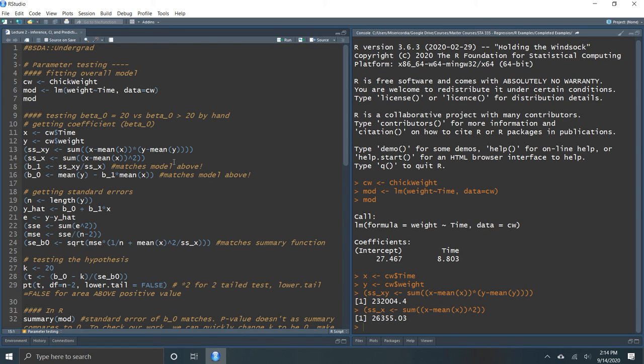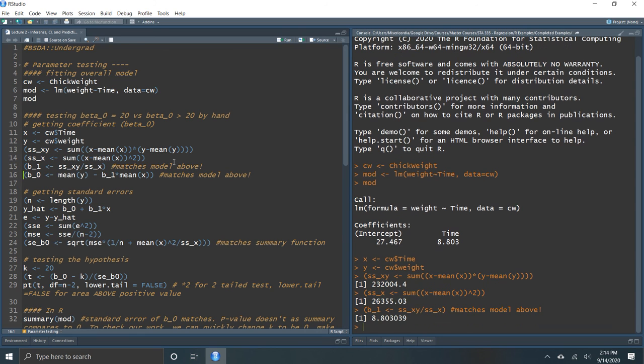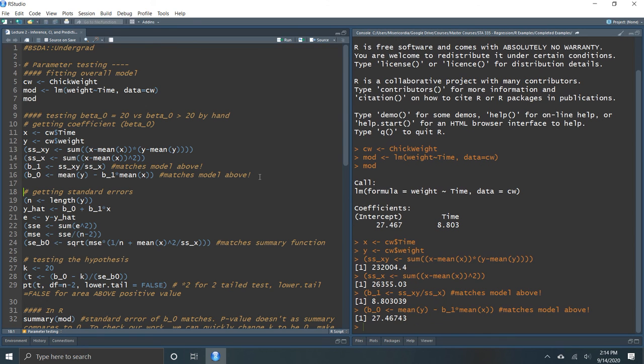So we've got the sum of squares of x, and then I use them to predict b1. So b1 is the sum of squares of xy divided by the sum of squares of x, and I can check with the built-in function in R, does this match? And I see that my hand calculation of b1 matches the built-in calculation in R, 8.803. Then I have the calculation of b0, and again I see that this matches with the built-in calculation in R, 27.467. Okay, so my hand calculations of b1 and b0 work.